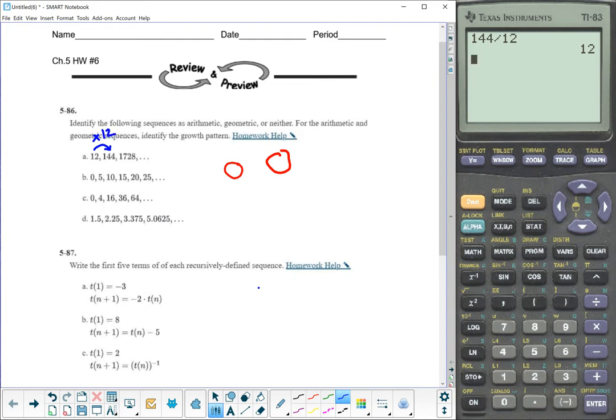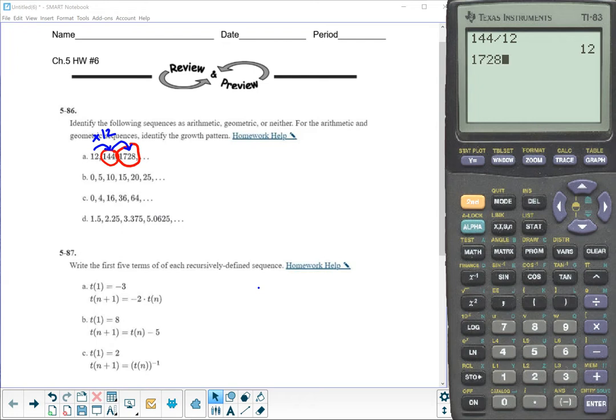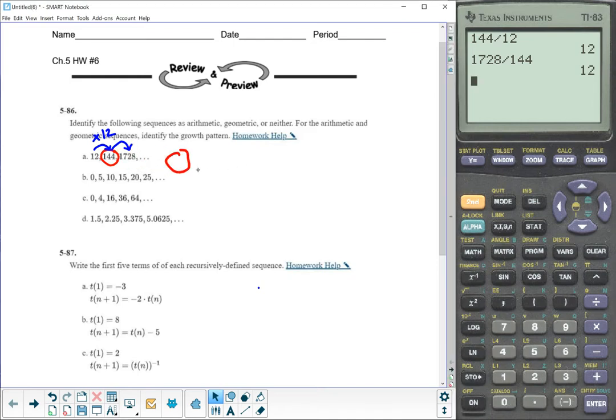All right. Now we want to check out the next part, from 144 to 1728. So we're going to take the number that's further along, 1728, and divide it by 144. Okay, so 1728 divided by 144. And lo and behold, you see how I get double 12s? That means that I found a pattern. The pattern is times 12, and then the next one is times 12. All right, so this one is going to be geometric.